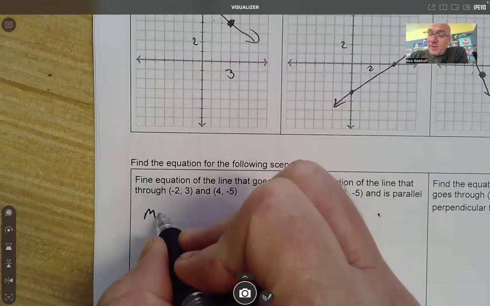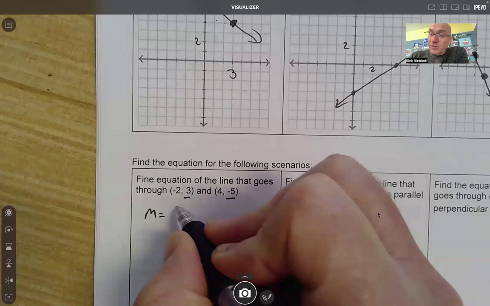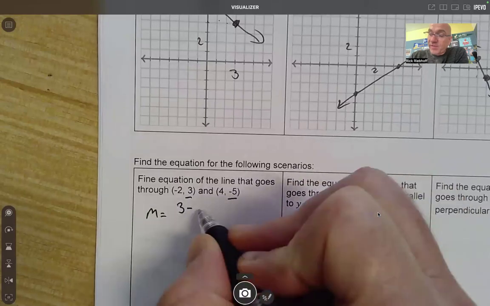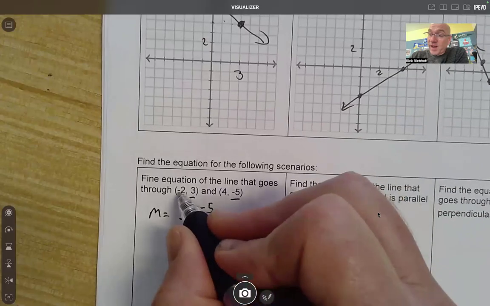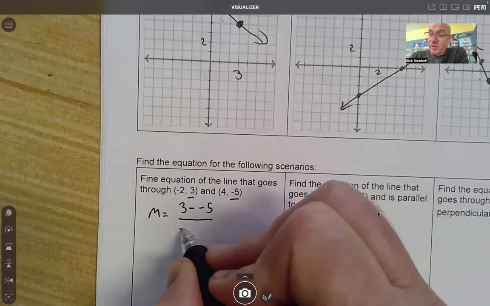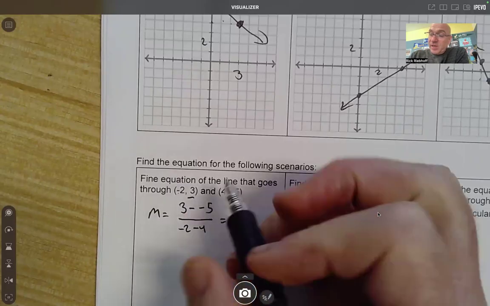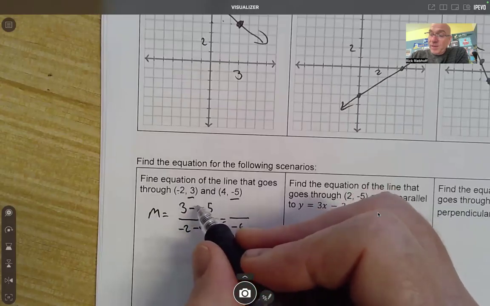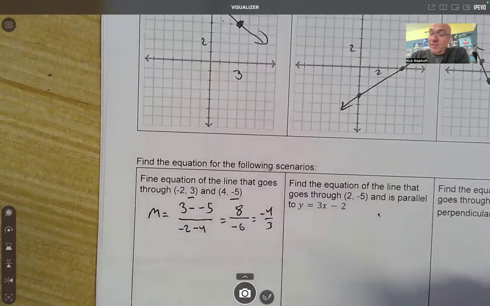So I need to find the slope first. So y minus the other y. So 3 minus -5. I make it ugly like that, I'm going to fix that later. And I have to go the same direction. 3 minus -5, -2 minus 4. All right, so on the bottom we get -6. On the top we get 3 plus 5, which is 8. So we have -4/3 is my slope.